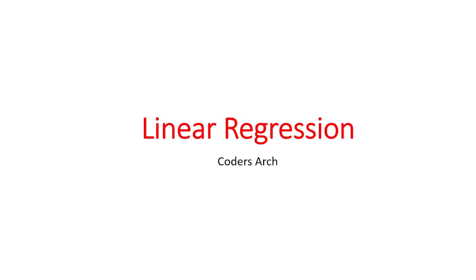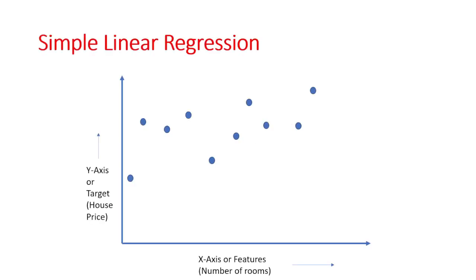So let's take a quick look at what linear regression is. Linear regression is a fundamental statistical and machine learning technique used to model the relationship between a dependent variable and one or more independent variables. So let's try to understand the concept of simple linear regression visually.